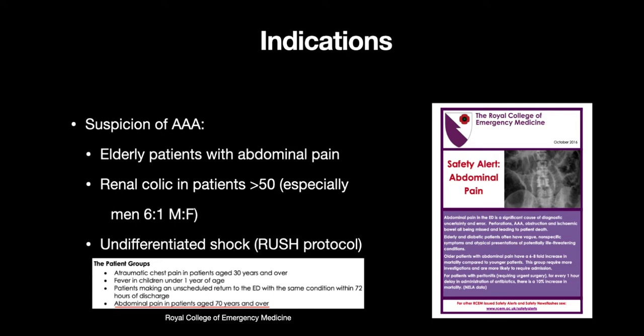Now at the bottom of the screen, there's something from the Royal College of Emergency Medicine, and it lists a couple of patient groups that need discussion with a senior doctor. In the UK, this is considered a higher registrar or consultant before these patients are discharged. And at the bottom we see abdominal pain in patients aged 70 years and over is one of those. And this goes back to this safety alert that's on the right of the screen that's showing that abdominal pain in an elderly demographic is associated with an increased mortality compared to younger patients.